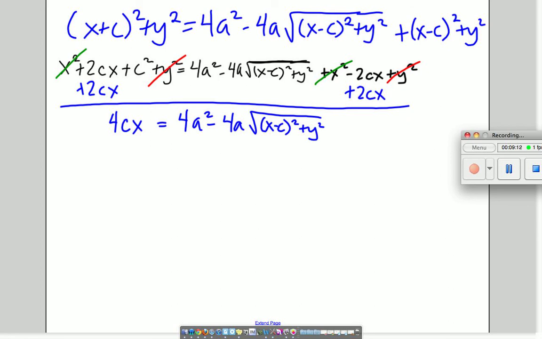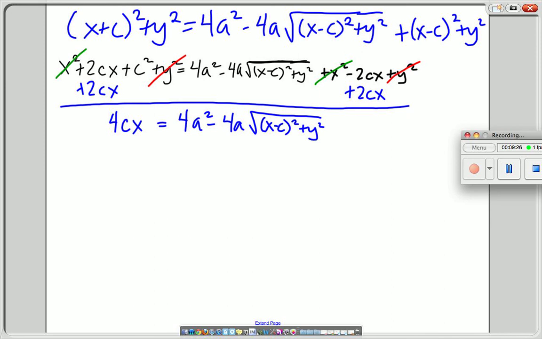So you should be about at this point right now. There wasn't a ton to cancel besides the x squared and y squared, which you see in red and green here. But I also moved the 2cx over to the other side. And I'm even going to move the minus 4a squared to the other side. So I'm going to be ending up with 4cx minus 4a squared equals negative 4a times the square root of (x minus c) squared plus y squared.